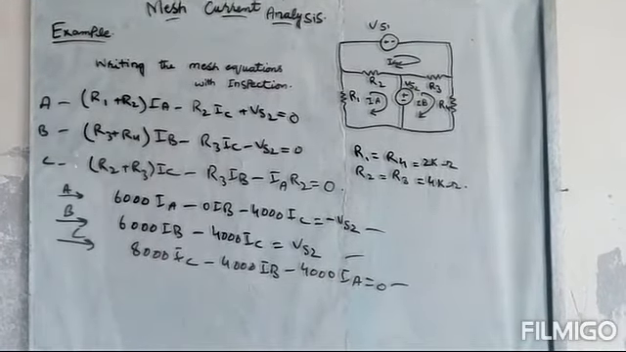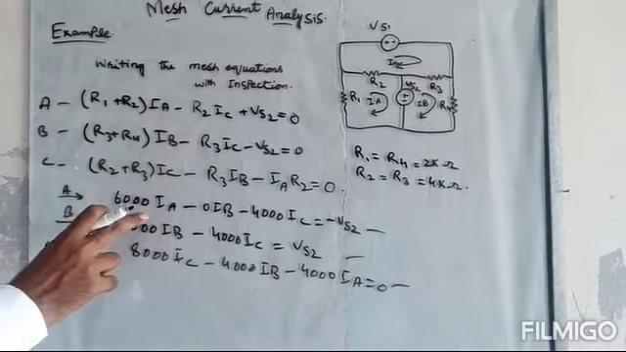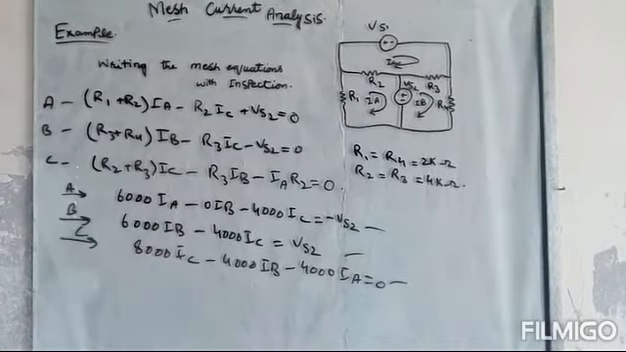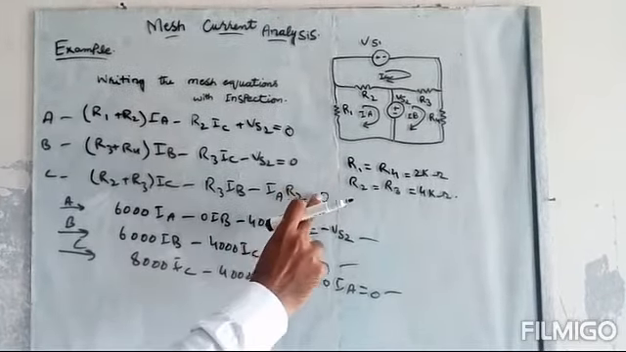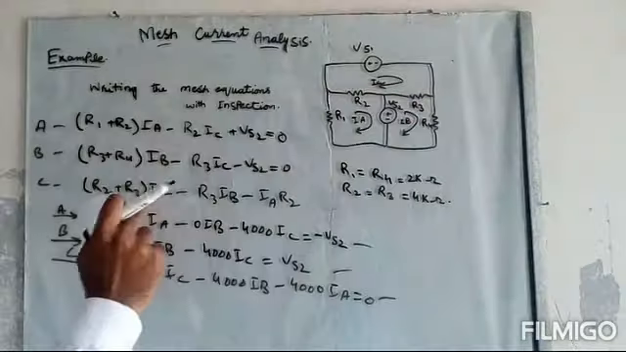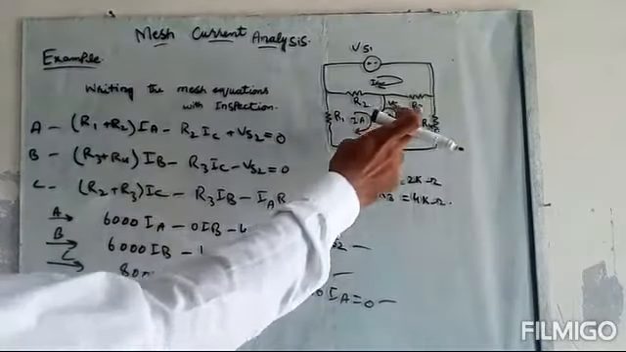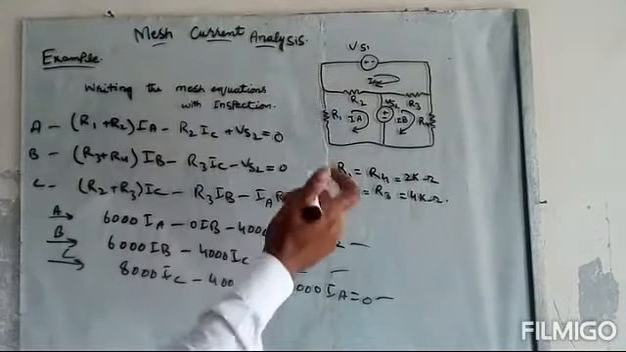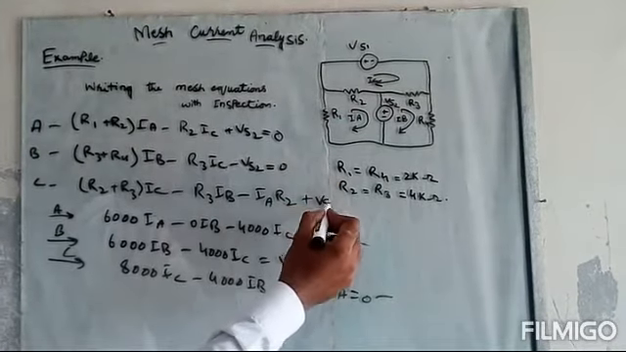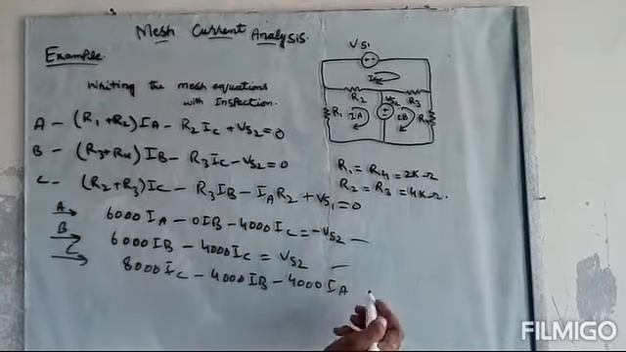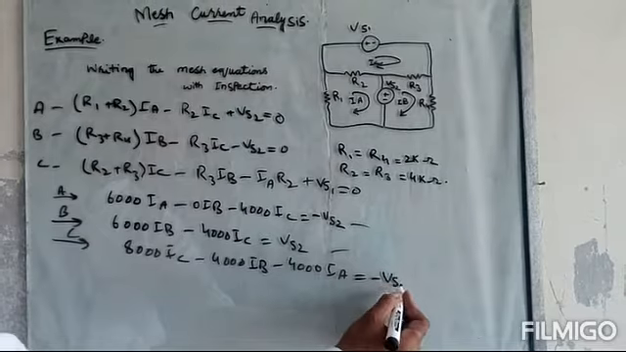We can write them in the matrix form, and we can find the mesh currents IA, IB and IC. There is a little mistake. This is not equal to 0 actually. R2 plus R3 multiplied by IC minus R3 IB minus R2 IA plus Vs1. This was missing. Plus Vs1 is equal to 0. So this will be equal to minus Vs1.